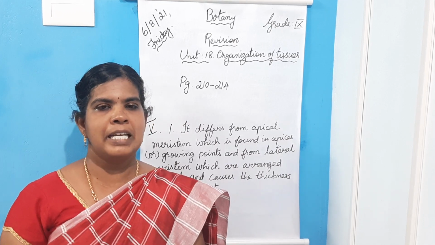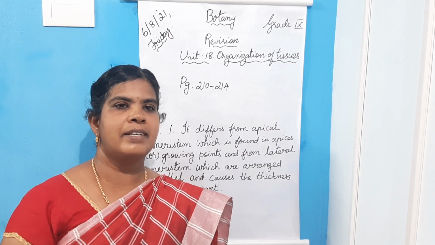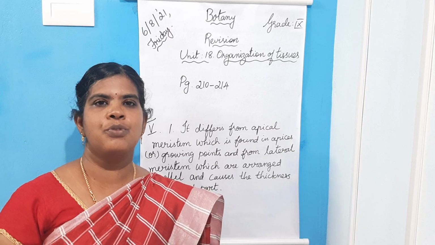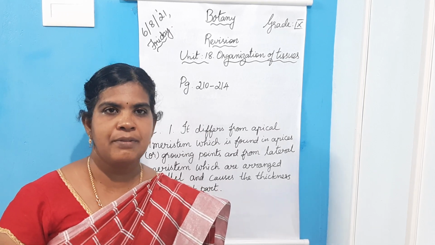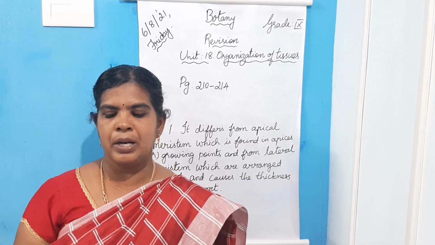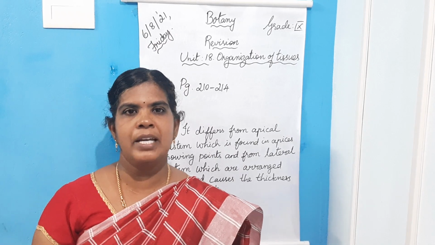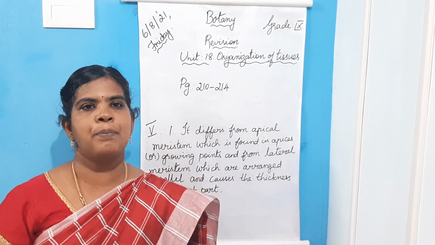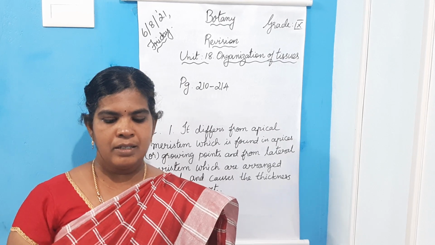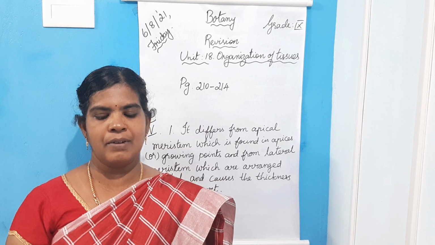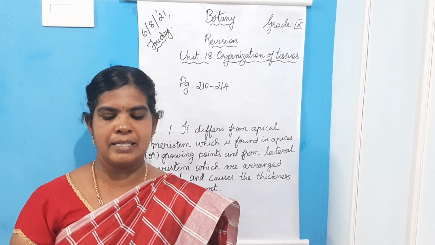Next, turn to the next page, page 214. Children, you all are turning to page 214. Write down the differences between meristematic tissue and permanent tissue. First, table 18.2. Here, 7 points are given. You have to learn all 7 points. Okay, this is one of the 4-mark answers.